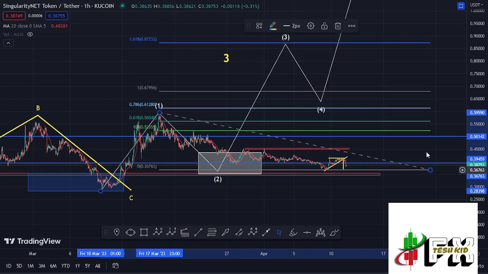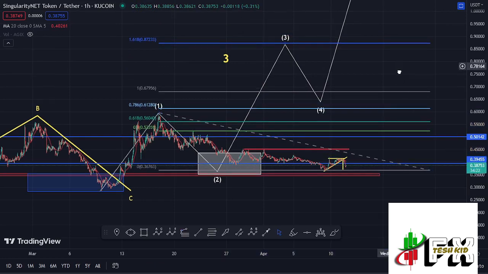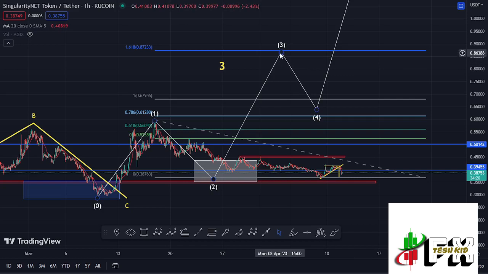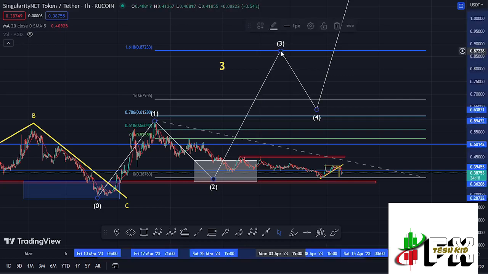That now gives me a target area in the formation of that wave 3 at the Fib level 1.618, and that is at around the $0.87233 mark, and that is the minimum that I'm expecting AGIX to do here on the short-term scenarios in the formation of that wave 3.